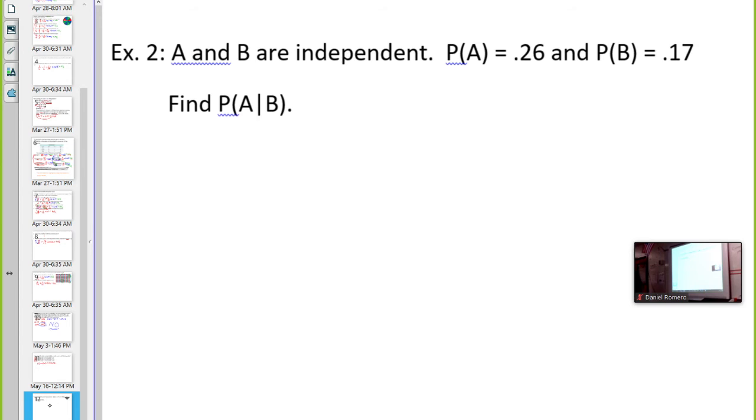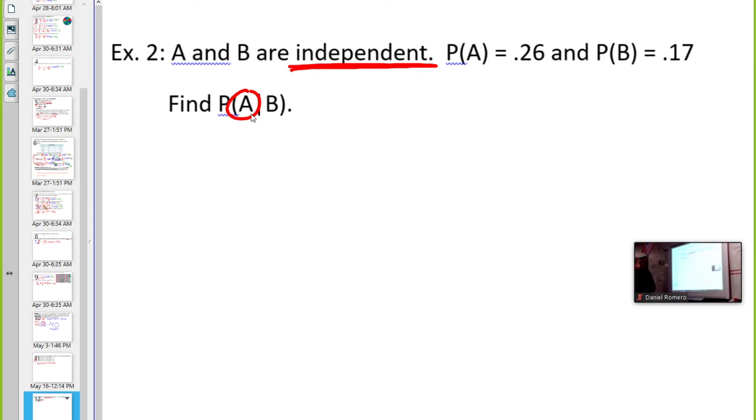A and B are independent. They're giving you the probability of each. Find the conditional probability of event A on the condition of event B. Before you go crazy using any formulas, that's the key word there: they're independent. So what did we learn earlier today? What if events are independent? Their conditional probability should be the same as the first one listed.